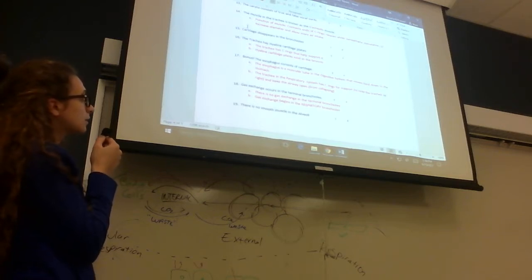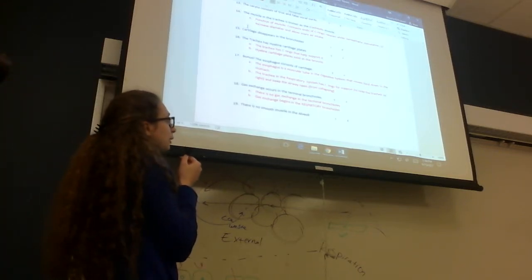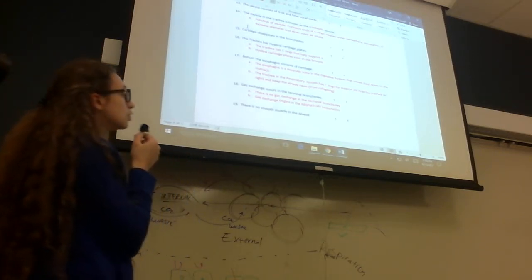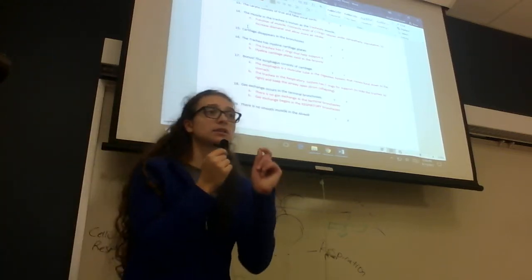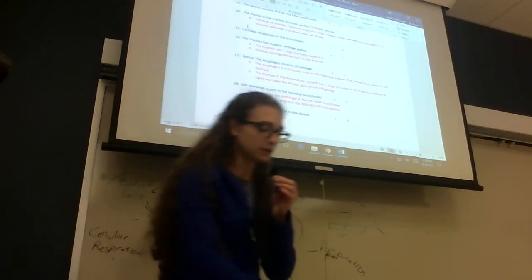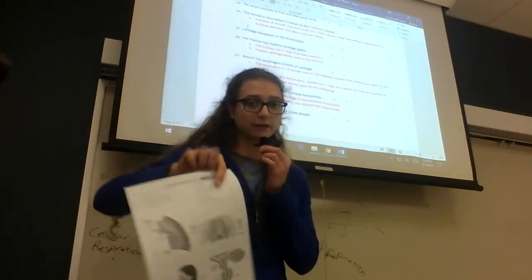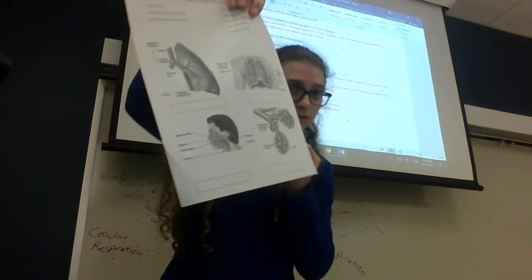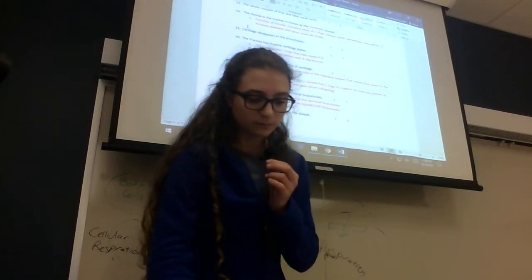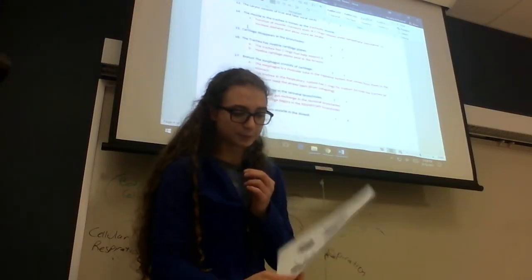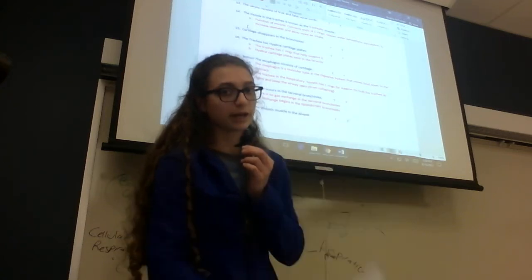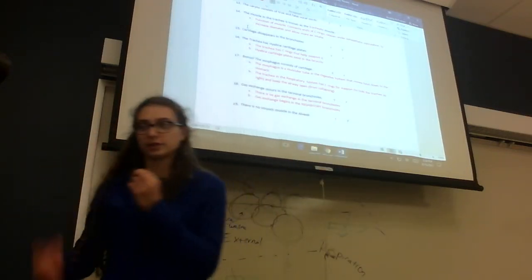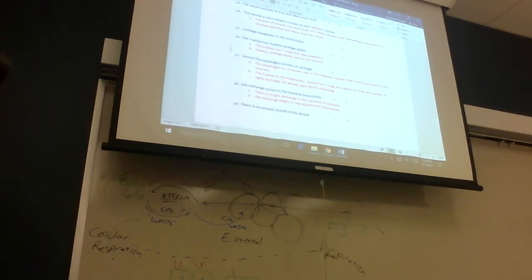Let's see. Gas exchange occurs in the terminal bronchioles. This is false. There's no gas exchange in the terminal bronchioles, but gas exchange begins in the respiratory bronchioles. Like I said, if you look at this diagram, you will see what I'm talking about. The respiratory bronchioles start over here with the alveoli, which is basically like the fruit of the tree, right? That's where gas exchange happens.